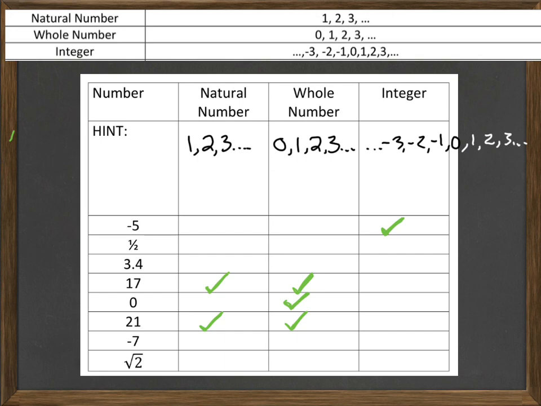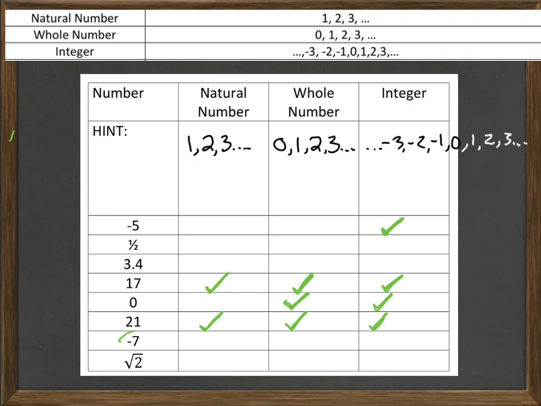Okay, so what about 17, 0, and 21? So remember, these numbers, by definition, all natural numbers are whole numbers. All whole numbers are integers. So I don't even have to think about this. I can just go ahead and put check marks here, because I know that if it is a whole number, it is also by definition an integer.